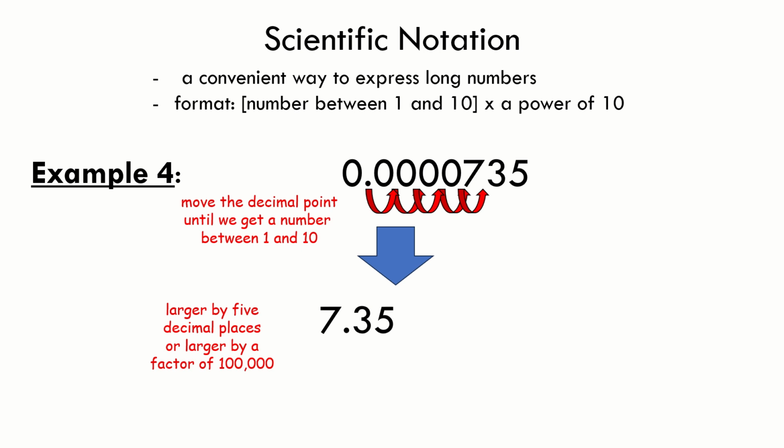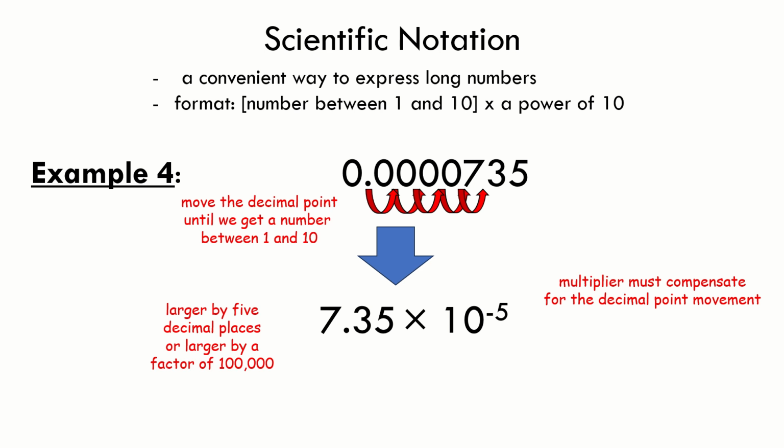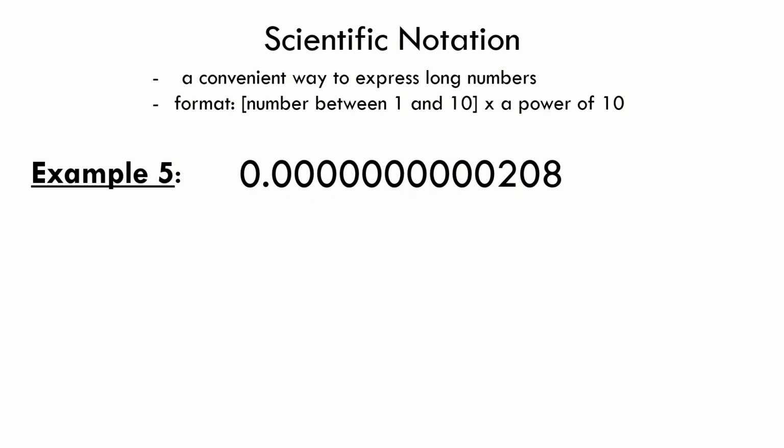Okay? At dahil pinalaki natin ang ating number to 7.35, kailangan natin ng multiplier na pampaliit by 5 decimal places. And this multiplier is 10 to the negative 5. Kinompensate ng 10 to the negative 5 yung pagpapalaki by 5 decimal places para mapanatili natin yung tunay na value ng number.